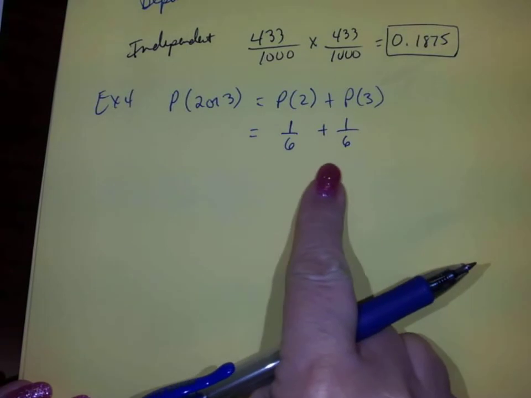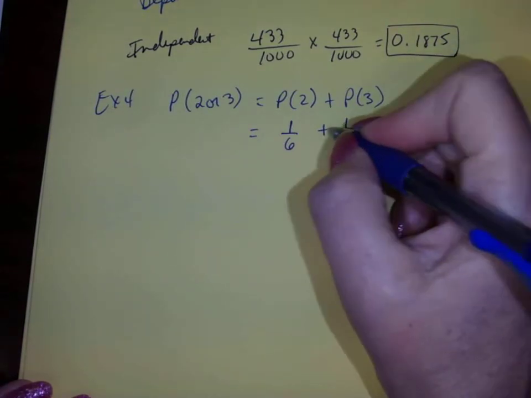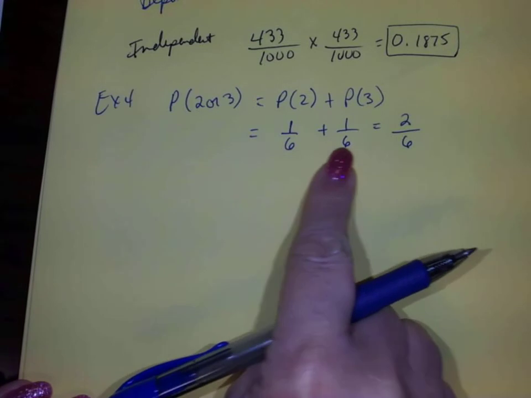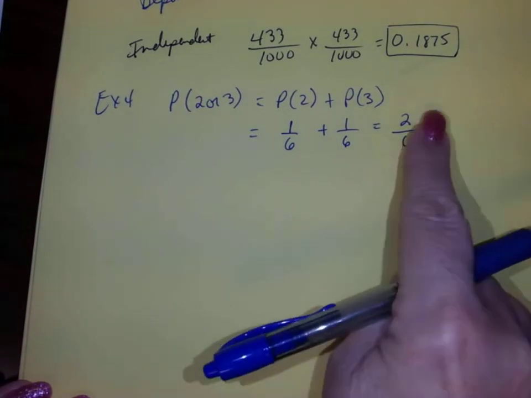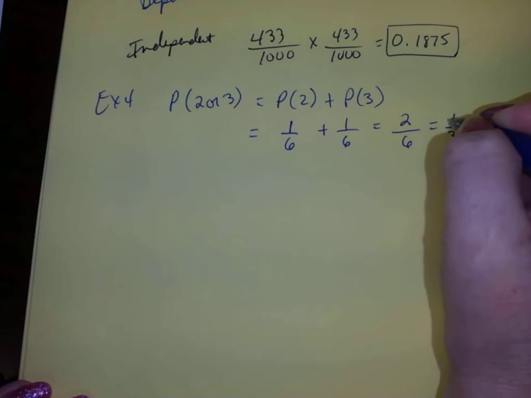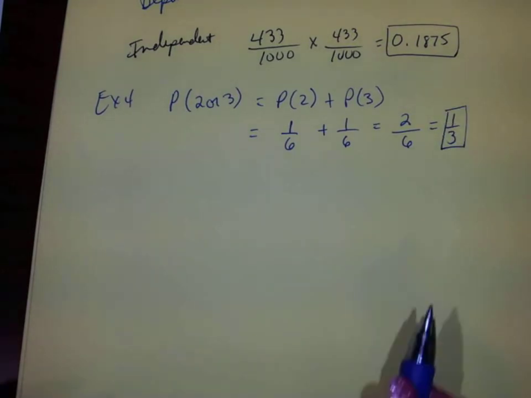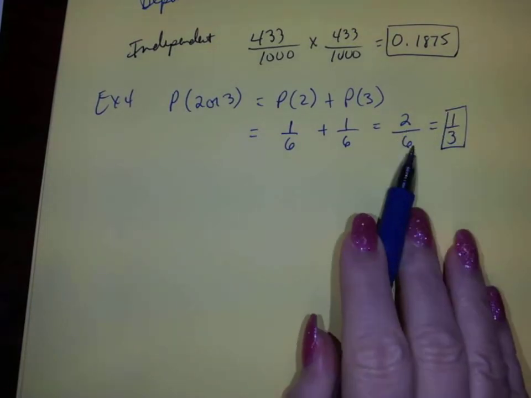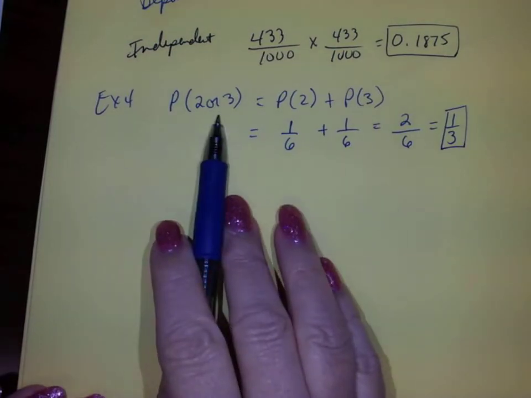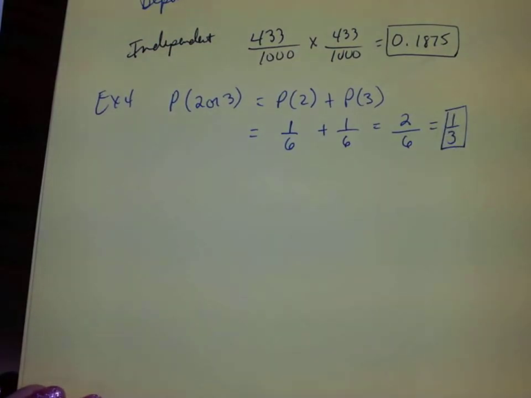Well, they have the same denominator, so we're just going to add across. 1 plus 1 is 2 out of 6. The denominator stays the same. They both are even numbers, so they'll reduce by 2, and we end up with 1 out of 3. So I divided 2 by 2 and 6 by 2. So the chance of rolling either a 2 or a 3 is going to be 1/3.